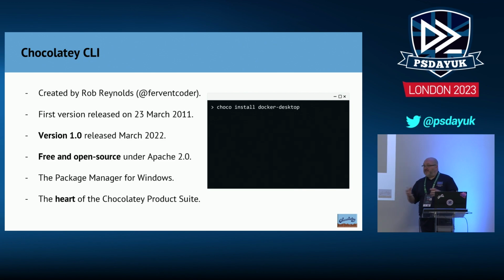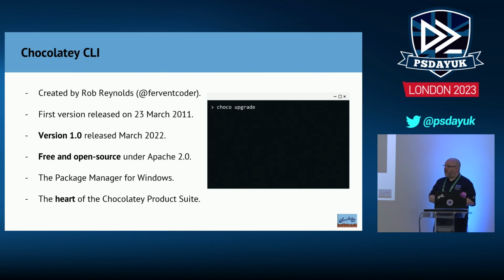So just a quick introduction to those 6 products for people who are not aware. If we're going to talk about Chocolatey CLI first, because that's really the heart of the Chocolatey product suite. That's what everything else kind of builds on top of. But Chocolatey CLI was created by Rob Reynolds.